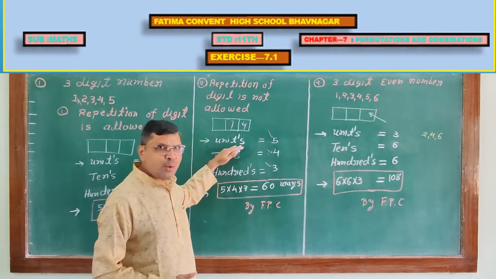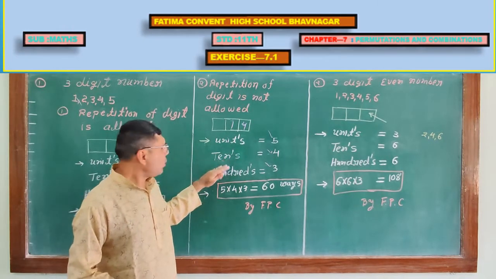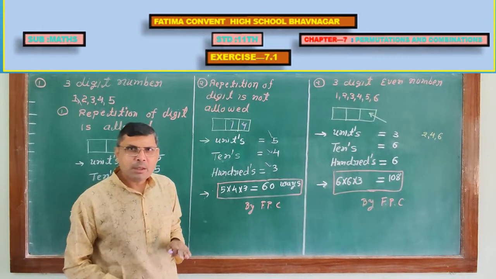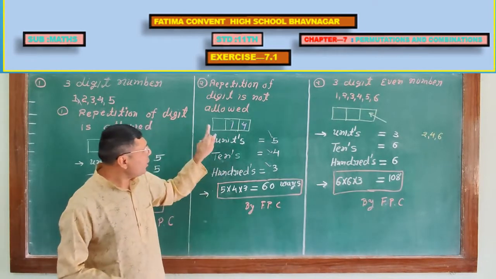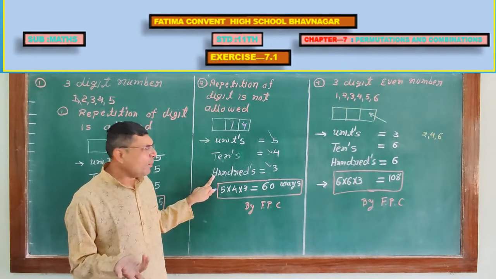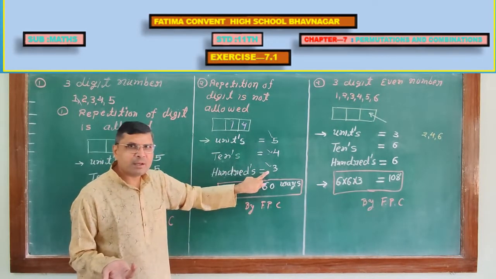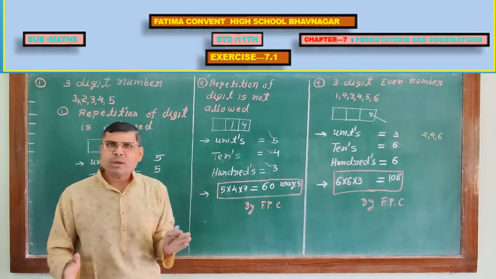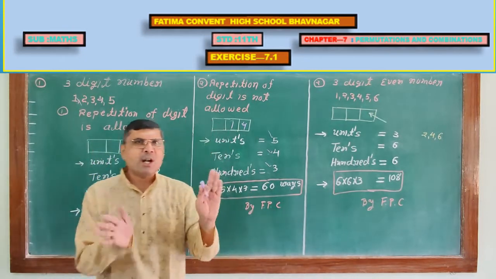For unit place 5, 10 place 4, 100 place 3. May be possible. Sir, can we start from here? No problem. For 100, you may write down 5 or 3, then you can go to the 10 place. Great. Means the order is not important. You can start from anywhere.